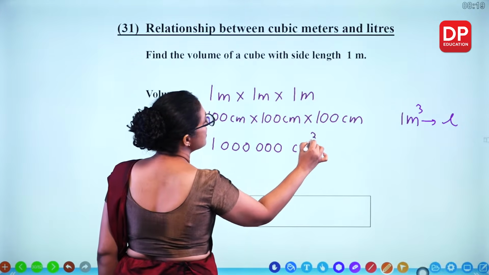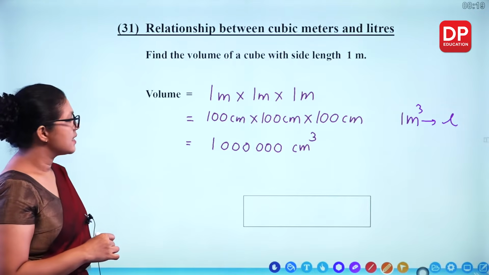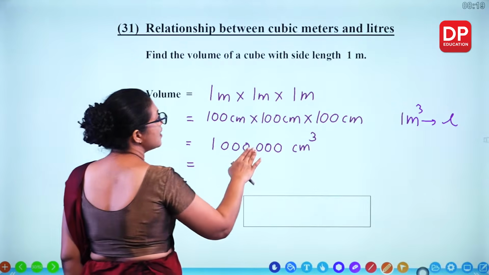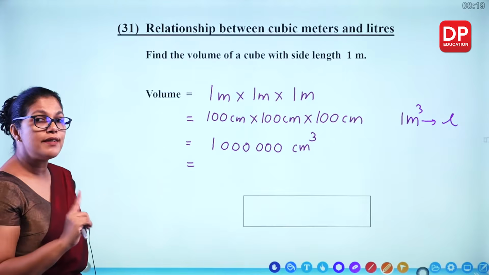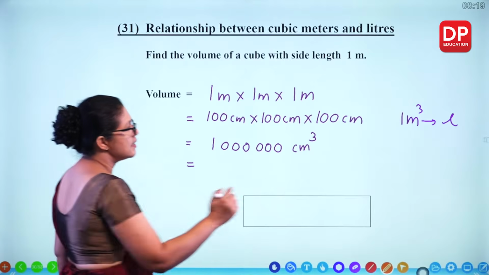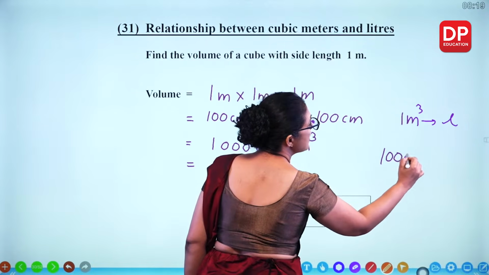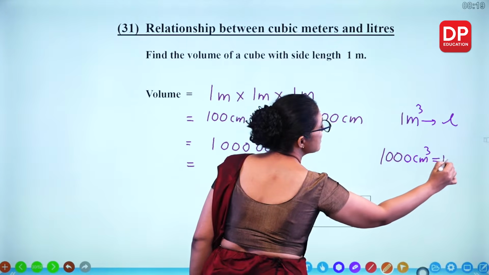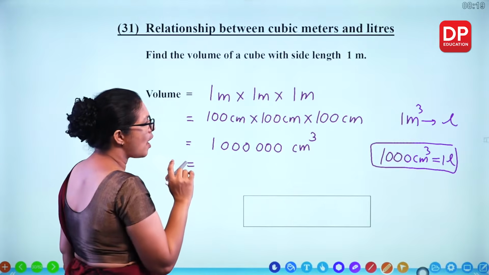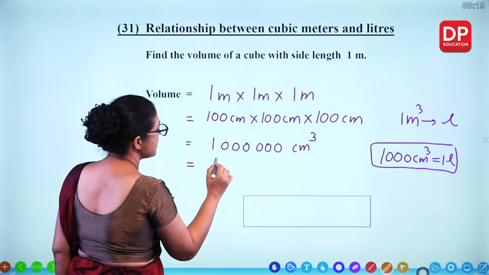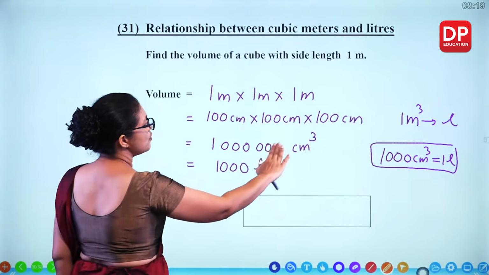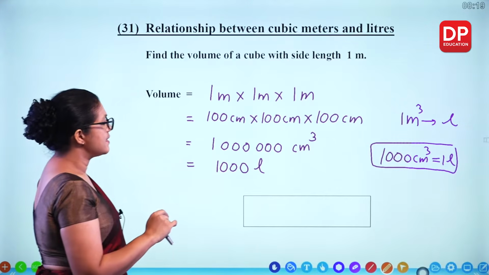That's in cubic centimeters. So this you can convert to liters. Now you know the relationship between liters and cubic centimeters. 1,000 cubic centimeters is 1 liter. We found that relationship before. So how you convert? You divide by 1,000. That means 3 zeros get cancelled out. When you cut 3 zeros, you get 1,000 liters.